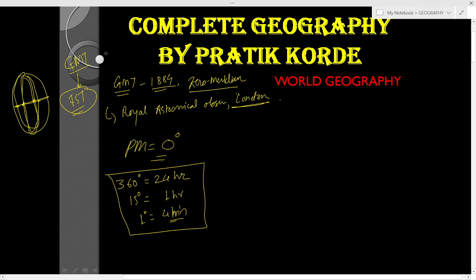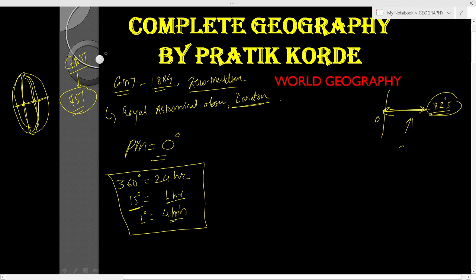Okay, so this is clear. Now if this is the prime meridian, that is 0 degree, and if we are here, that is 82 and a half, 82.5 degree, then we will have to find out the difference between these two. What is the difference? Then we'll see how many degrees there are, and then we will multiply them accordingly and find out.